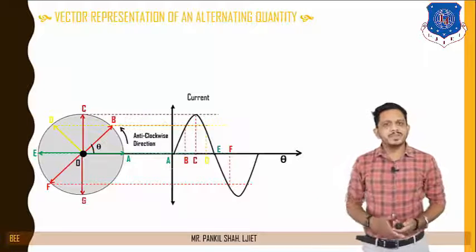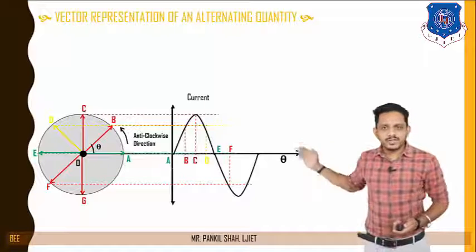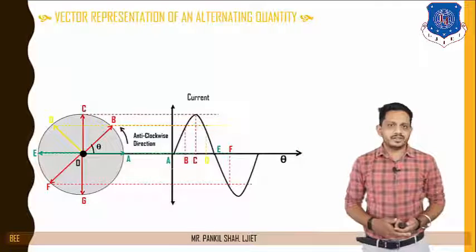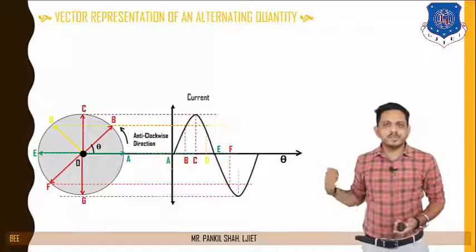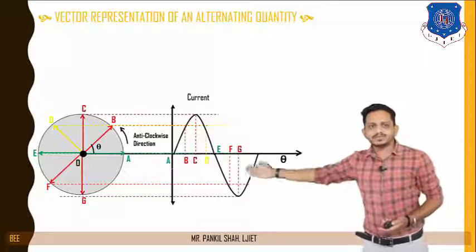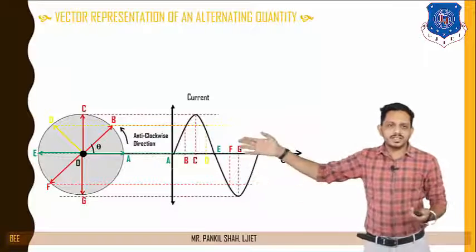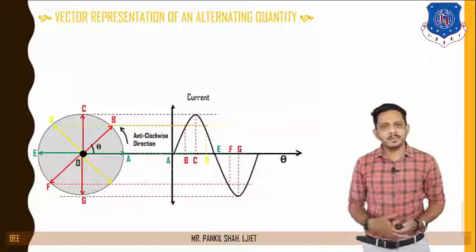If we further rotate our coil to 270 degree, at 270 degree there will be the OG vector, and with reference to this OG vector you can see in the waveform there is a negative maximum. At this position you can get the negative maximum of your alternating quantity.